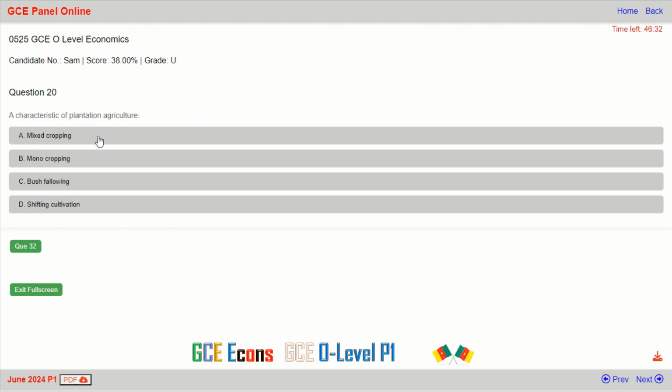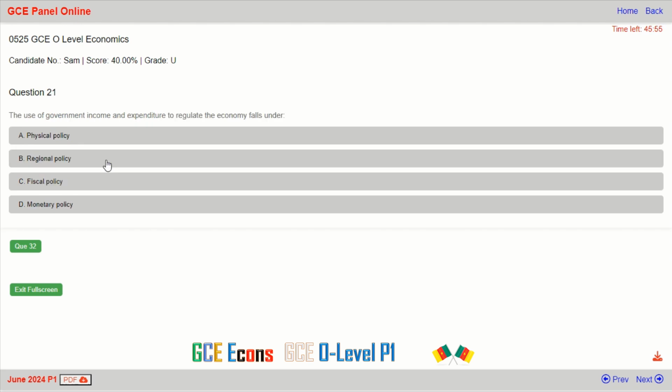Question 20. A characteristic of plantation agriculture. You know that with plantations, they plant just a single crop, right? So the best answer here is monocropping. They plant just a single crop in the plantation. And when you talk about plantation, it does not mean that they plant plantain there. Some states say plantain, it means that plantation is a place where they plant plantain. Be careful. It does not mean they plant plantain. So plantations are about monocropping. The common characteristic is that they plant just a single type of crop.